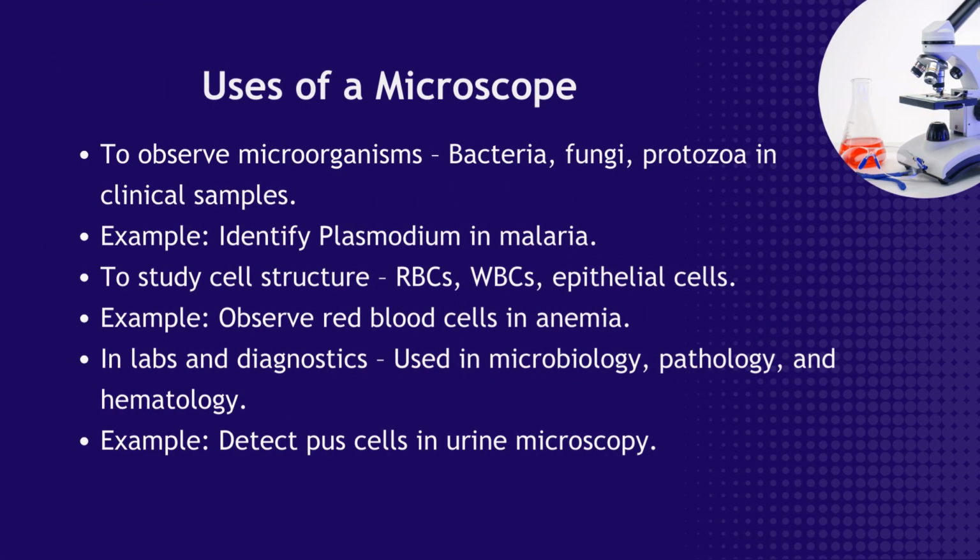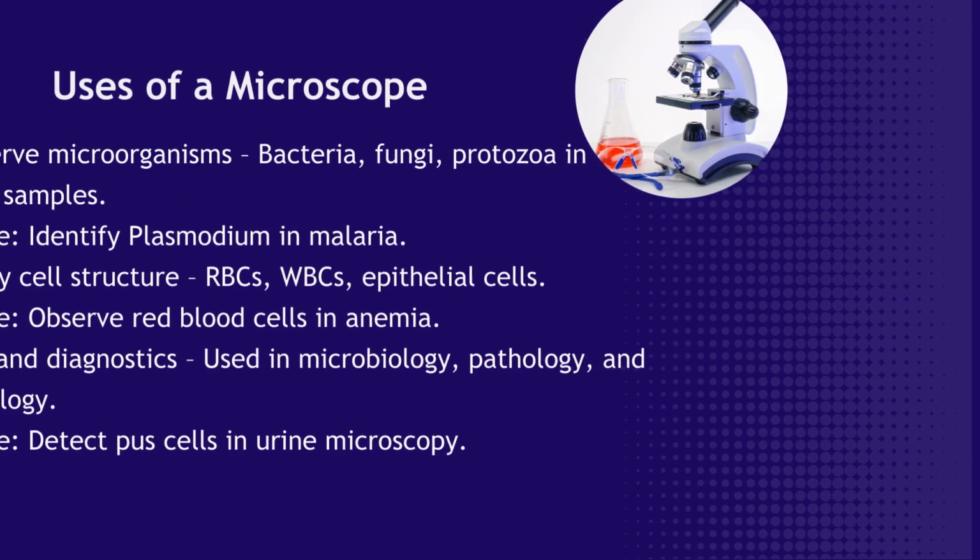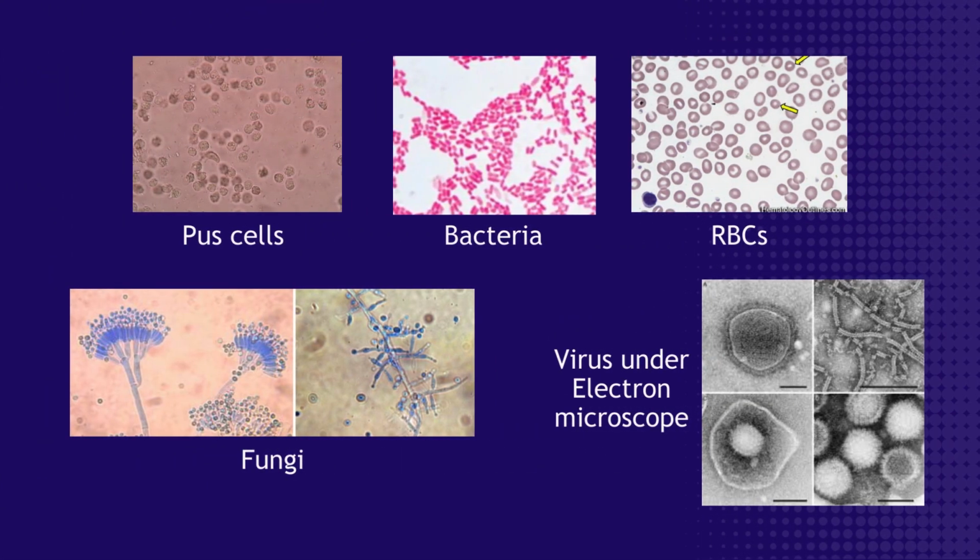Uses of a microscope: to observe microorganisms, bacteria, fungi, protozoa in clinical samples. Example, identify plasmodium in malaria. To study cell structure, RBCs, WBCs, epithelial cells. Example, observe red blood cells in anemia. In labs and diagnostics, used in microbiology, pathology, and hematology. Example, detect pus cells in urine microscopy.